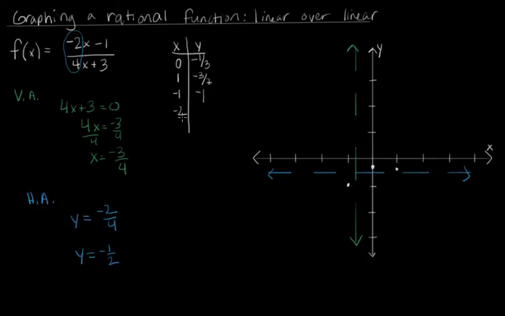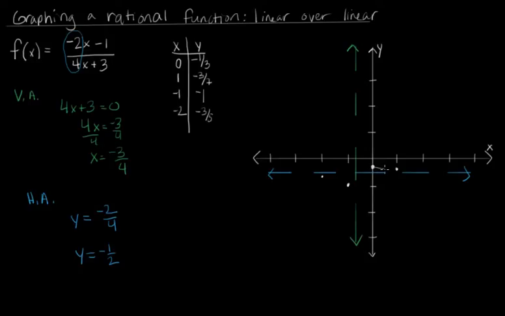And then negative 2 is going to give us positive 4 minus 1 is 3 on top. And on the bottom, negative 8 plus 3 is negative 5. So negative 3/5. And you can always use your calculator for this too. So negative 2 gives us negative 3/5, which is like 0.6. So it's close to that asymptote there. So now that we know where we have some points, we can go ahead and graph it.